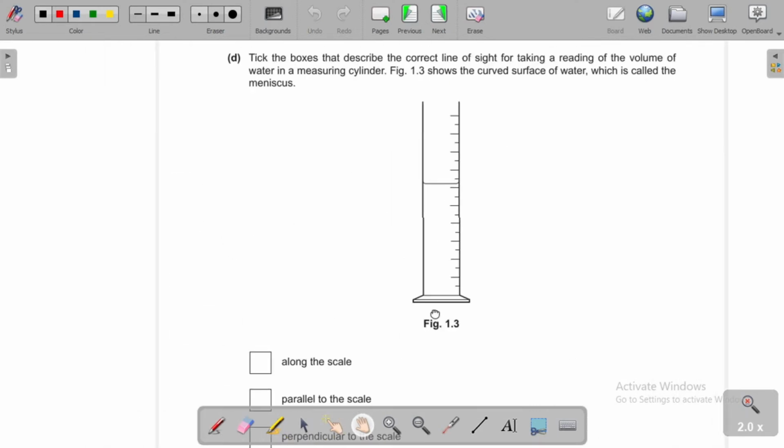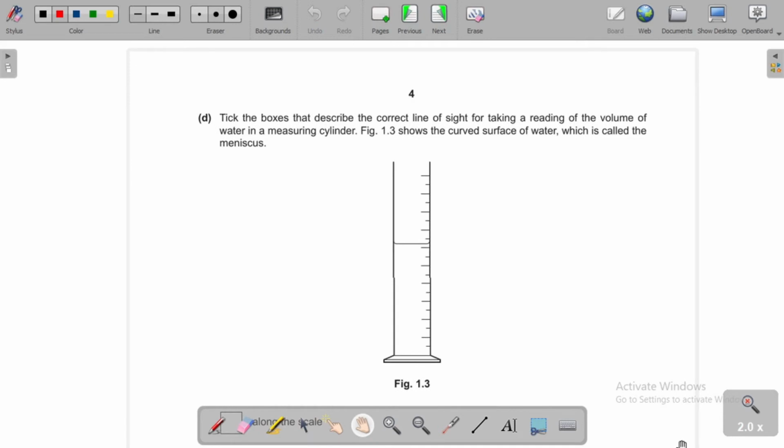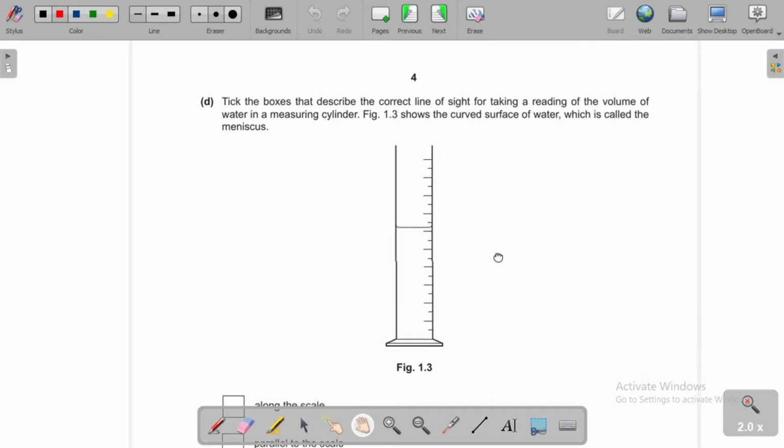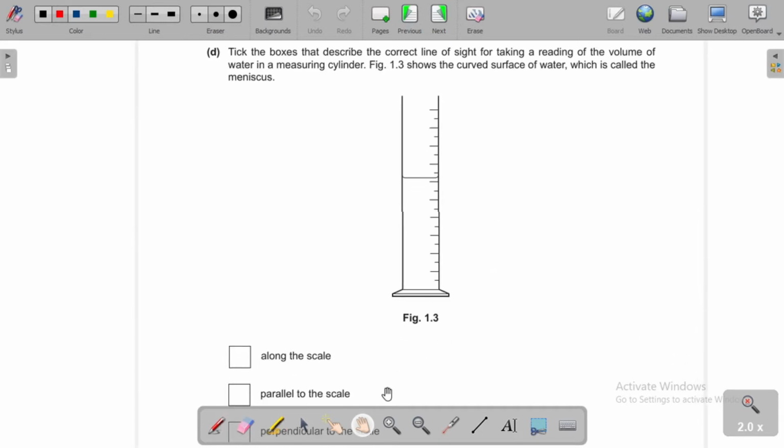The next question. Tick the boxes that describe the correct line of sight for taking a reading of the volume of water in a measuring cylinder. Figure 1.3 shows the curved surface of water, which is called the meniscus. So how do you read? Whenever you want to take any reading, you must place your eye perpendicular to what you are reading here, and then it must be at the bottom of the meniscus. Let's check what they have there.